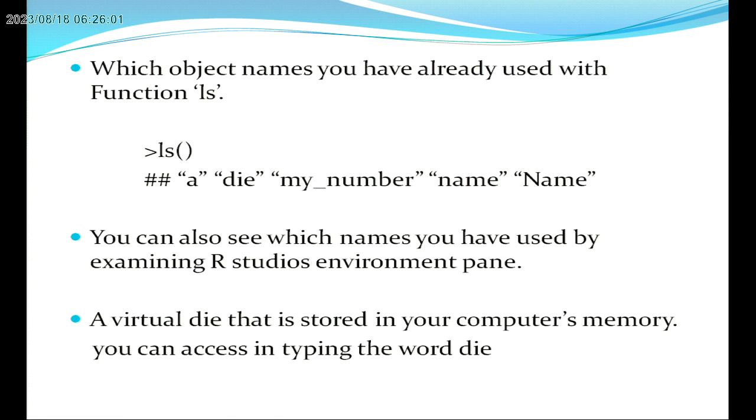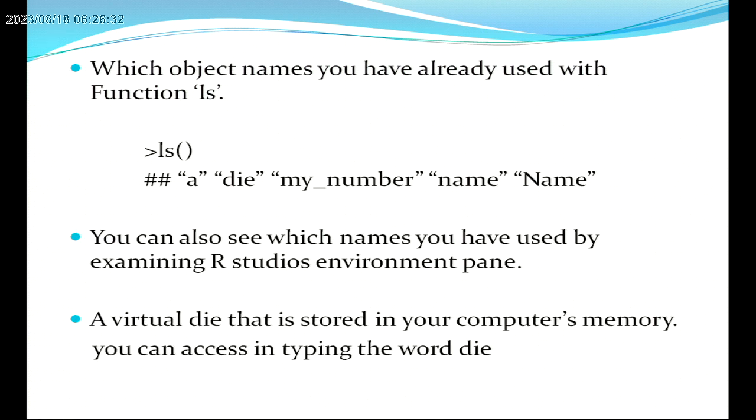Which object names have you already used? We can use the ls function in R programming to list the already used object names. The ls function will display the previous object names, that is, die, my underscore number, small n name, capital N name. You can also see which names you have used by examining RStudio's environment pane.